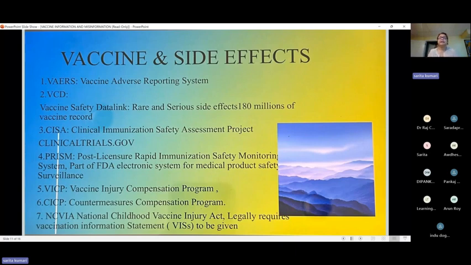And many companies either went bankrupt or stopped producing vaccine. So the government thought that this is not good for public health, so they started this compensation program. So yes, the US has a compensation program also, and there are multiple legal requirements before you give a vaccine to children. So the US has a pretty robust side effect monitoring and compensation program.